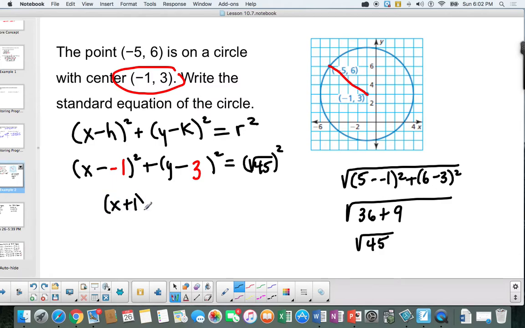x plus 1 squared plus y minus 3 squared. And if we want to make that a little cleaner, we can say 45, or we can just leave it this way. That's okay. That way we know what our radius is.